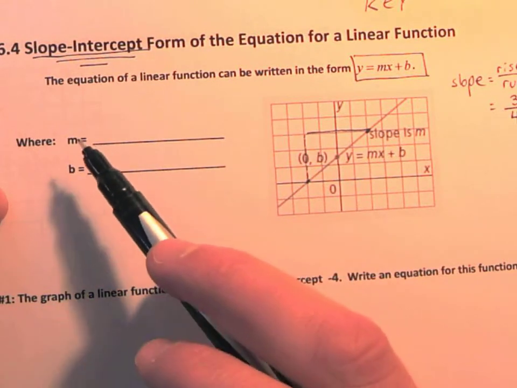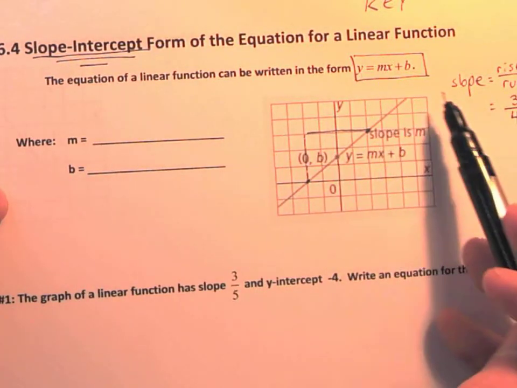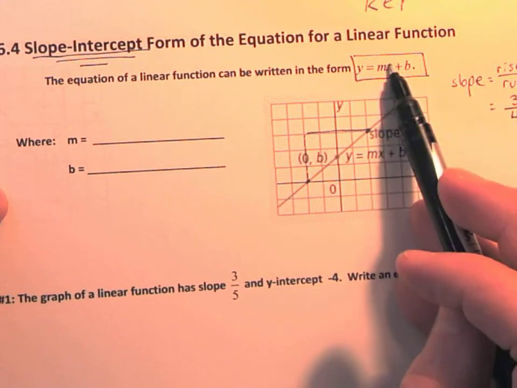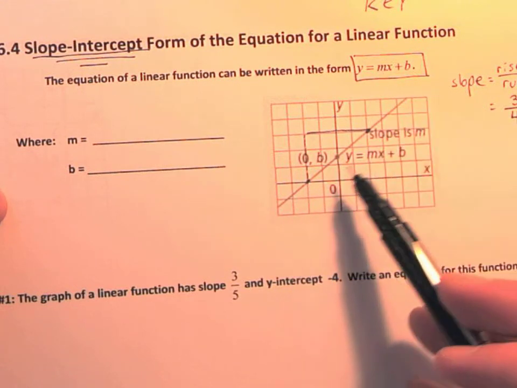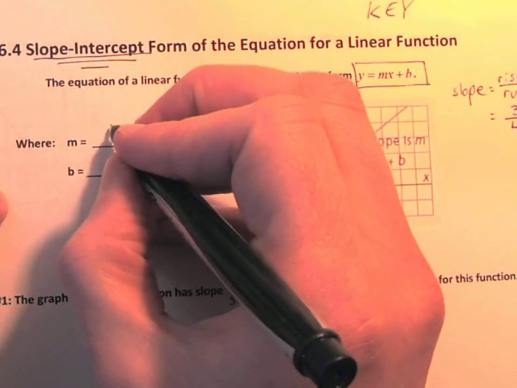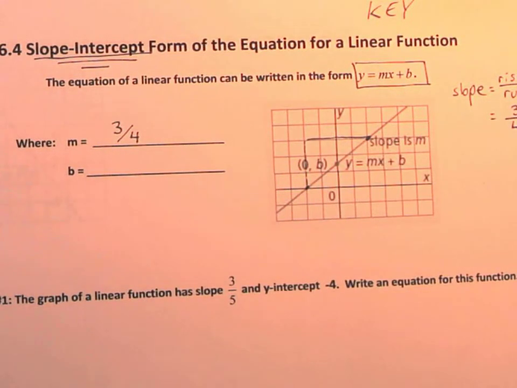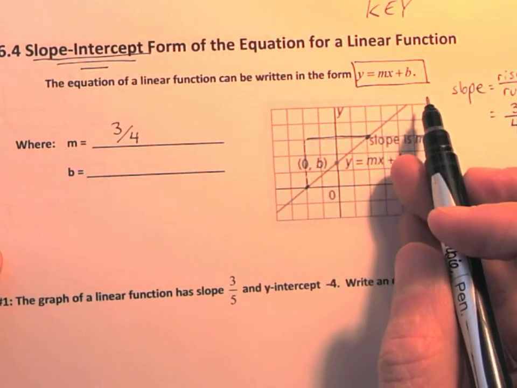Okay, so let's find out what m is. M is the variable they use for slope, always. So the m for this line is, we calculated it, 3/4. So 3 divided by 4, or 0.75, is our m value for this particular line.